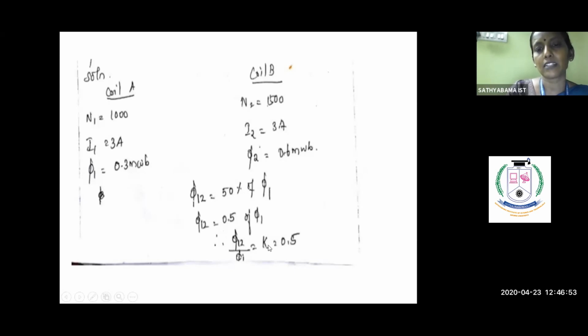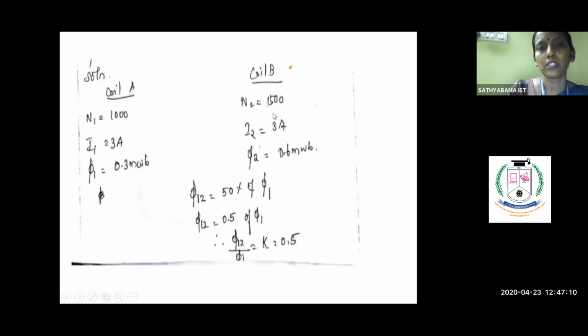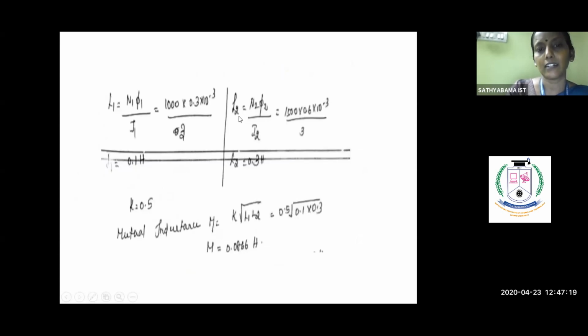So you can calculate K also here. K is nothing but 50%, that is 0.5, and you can calculate phi 12 also. For L1, the formula is N1 phi 1 by I1, so you can substitute it here. And L2 is N2 phi 2 by I2, because in the problem both coils carry a current of 3 ampere. So N2, I2 and phi 2 are given, and you can directly calculate L2. Since you know K from the data given, by using these three you can calculate the mutual inductance. So always try to write down the data and do the problem based on that.